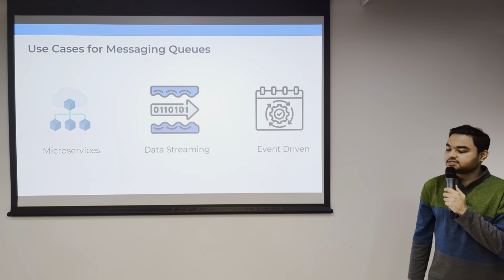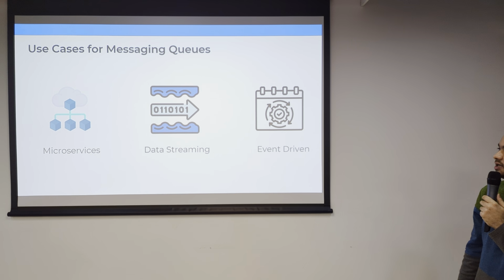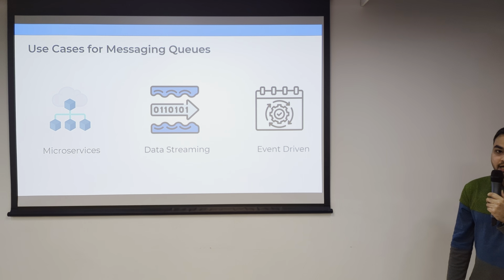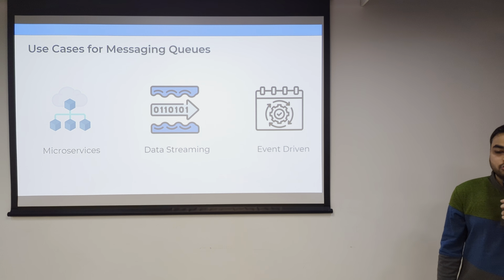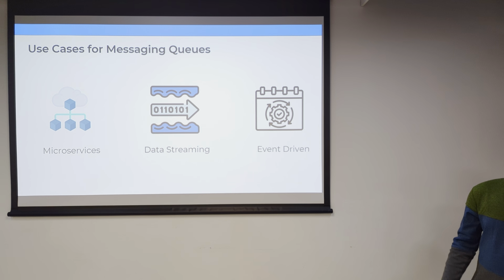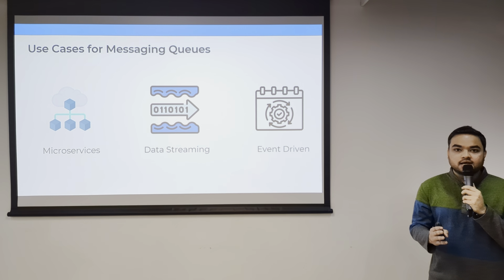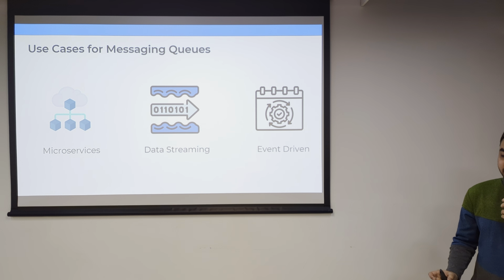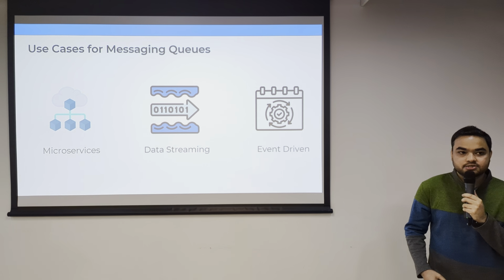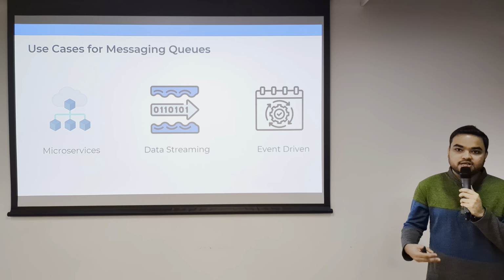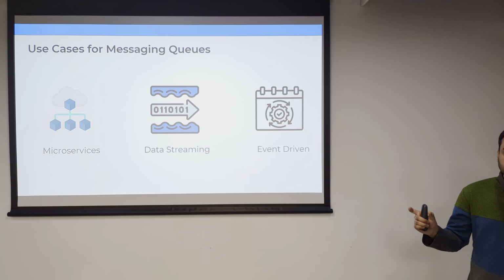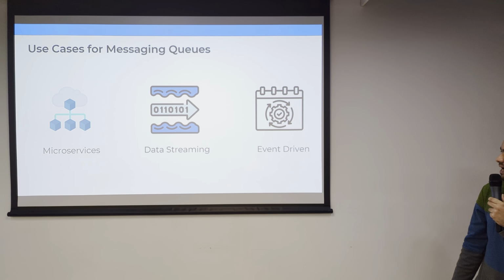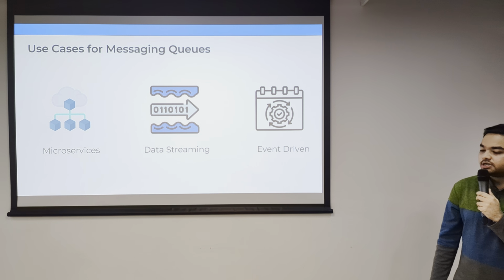So these are a few use cases where messaging queues are being used. In microservices architecture, you use messaging queues. In data streaming services, like let's say OTT services, first you have to upload a video, then in the background the video gets encoded, and all these services you can make as different services, and in between you can apply your messaging queues. So if so many persons are trying to upload a video, the encoding service will not get affected by it. And in event-driven architecture also, you can use messaging queues.